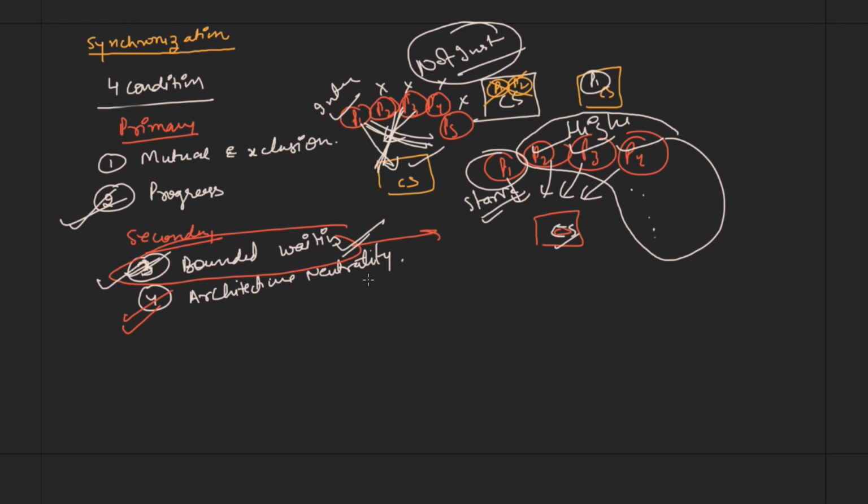Okay, so these are the secondary conditions. Every solution which we are going to propose should follow the primary conditions first of all, and if they are not following the primary conditions, then we are not going to check the secondary conditions. If they are following the primary conditions, then they should follow the secondary conditions. All these four conditions should be met for a solution to be successful and a good solution.